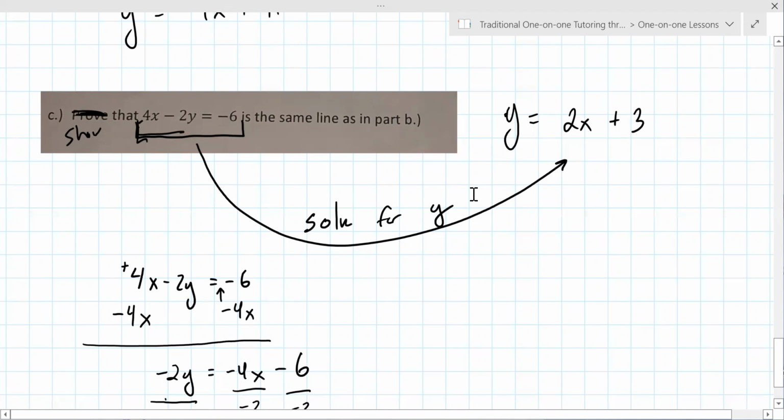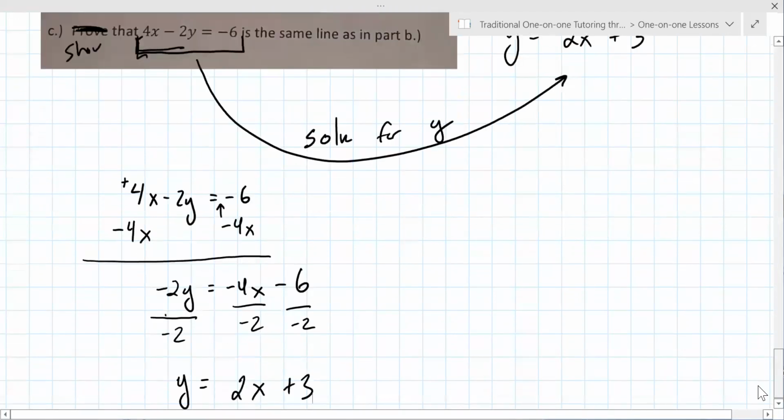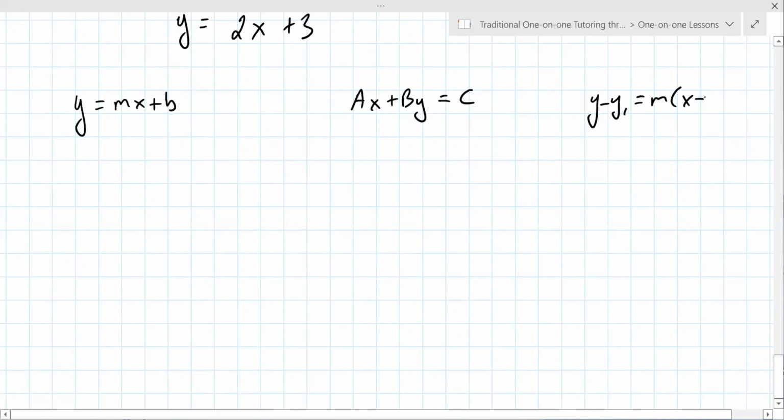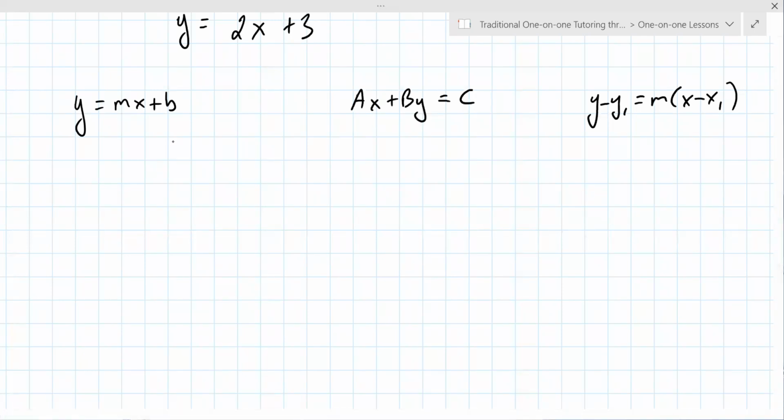So the idea here, this big macro idea, is that you could have an equation in three different forms. You could have it in y equals mx plus b, ax plus by equals c, and y minus y1 equals m times (x minus x1). There's three different forms, and they're all the same. You can move between them. Okay, so that's the macro idea.